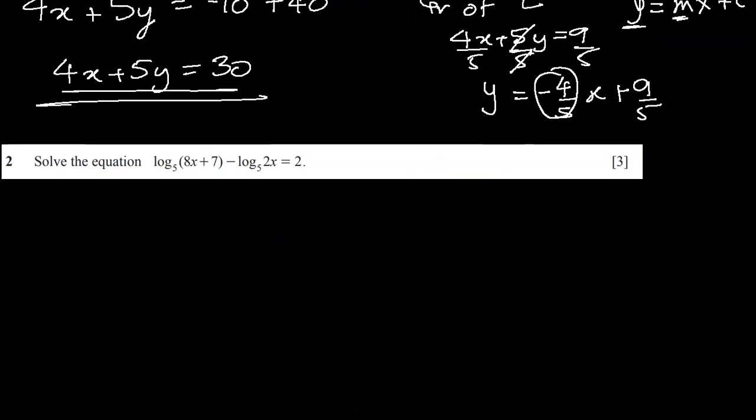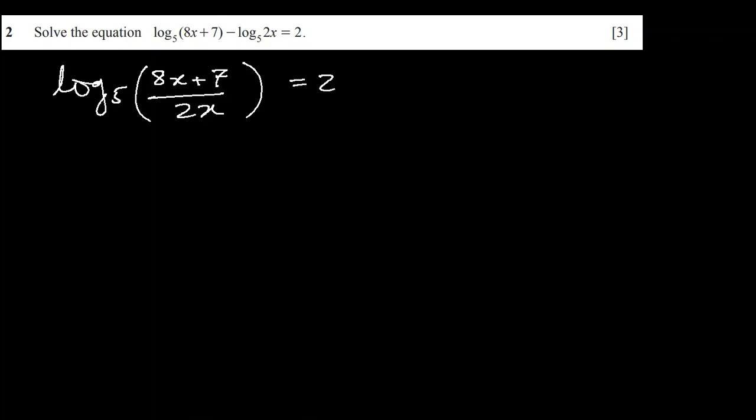Okay. Next one. Solve the equation with these logarithms. Okay. So since they are both the same base logarithms, it becomes easy for us. So we will combine the two logs with base 5. And because they're subtracting, that means the one which is positive becomes the numerator and the one which is negative divides it. The contents divide because of negative, is equal to 2.